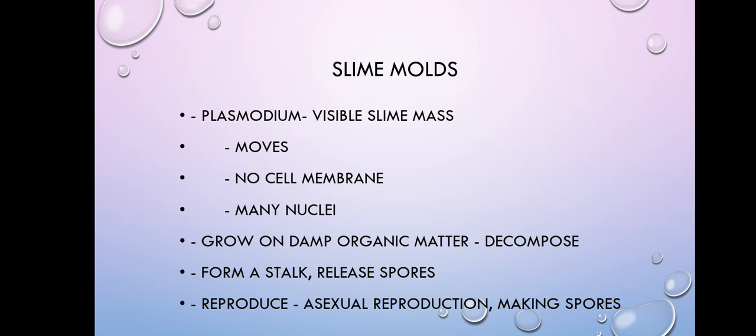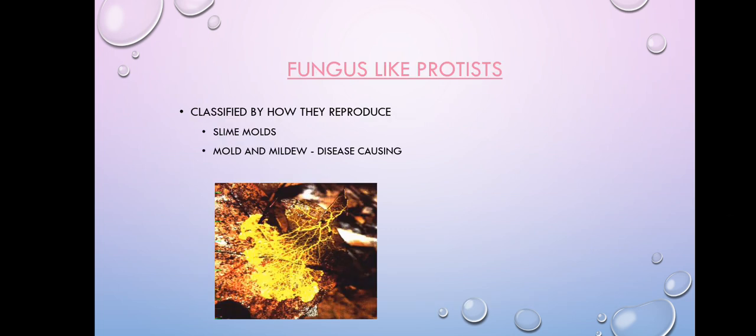Fungus-like protist. Slime molds. Plasmodium: a visible slime mass that moves, with no cell membrane and many nuclei. They grow on damp organic matter and decompose it, form a stalk, and release spores, reproducing asexually by making spores.